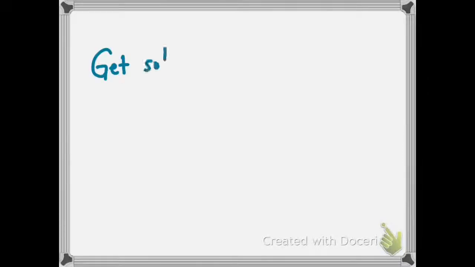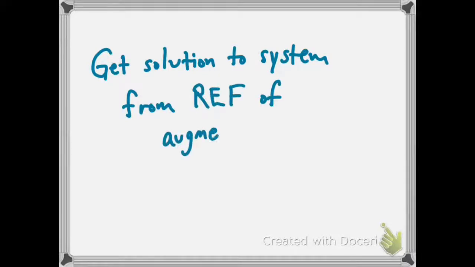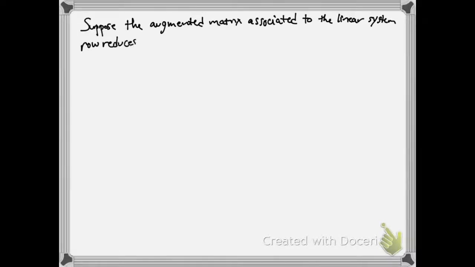Let's compute an example where we get the solution to a linear system from the reduced echelon form of the associated augmented matrix. So here we're assuming that we want to solve a linear system, so we write down the associated augmented matrix and then we do the Gaussian elimination until we get it to reduced echelon form. And so suppose we have this.